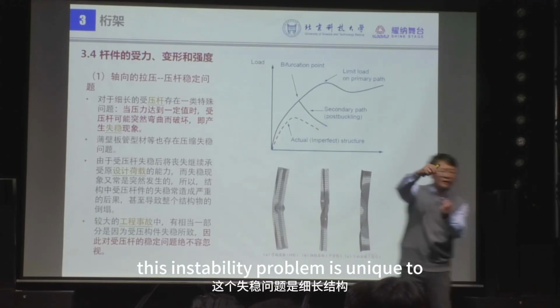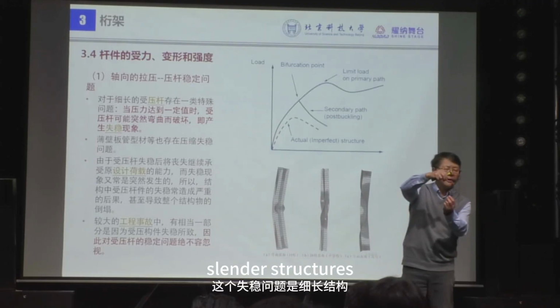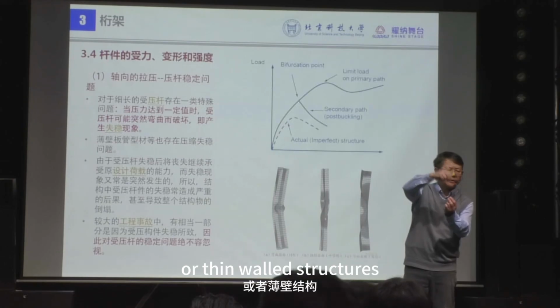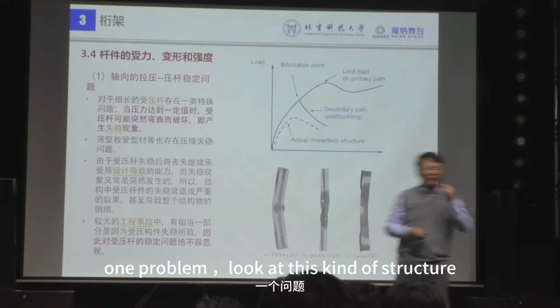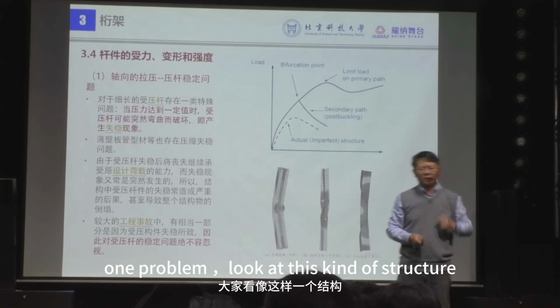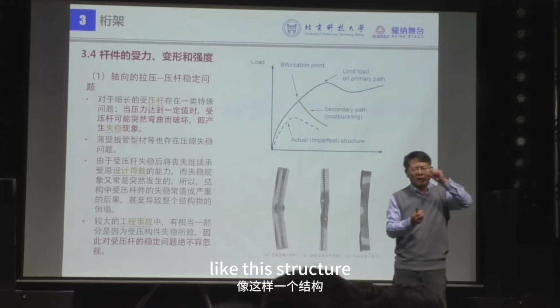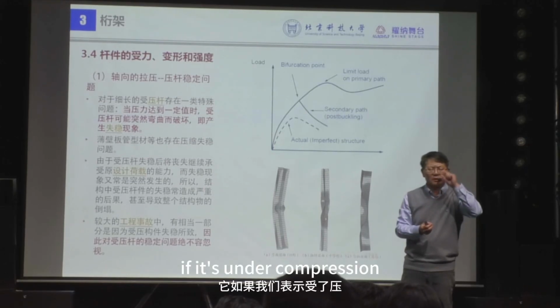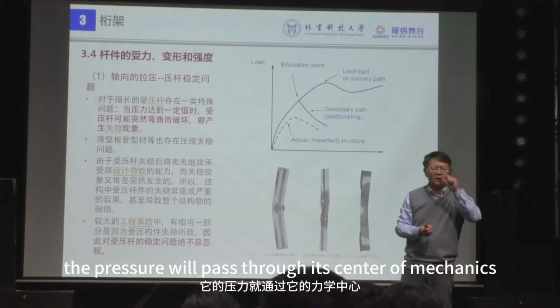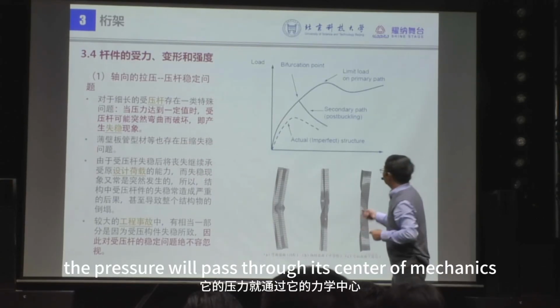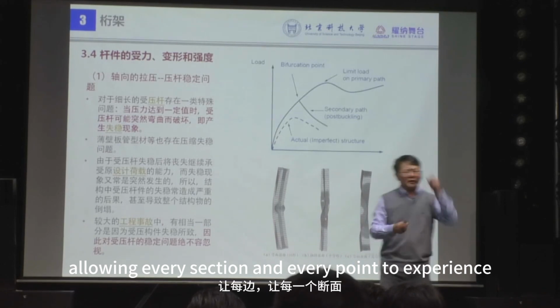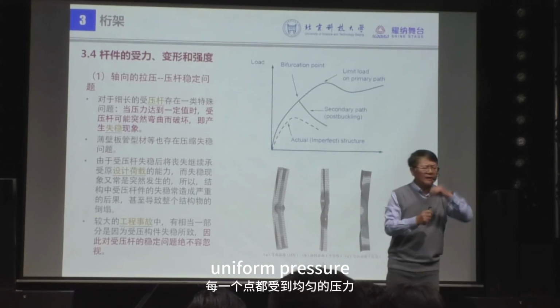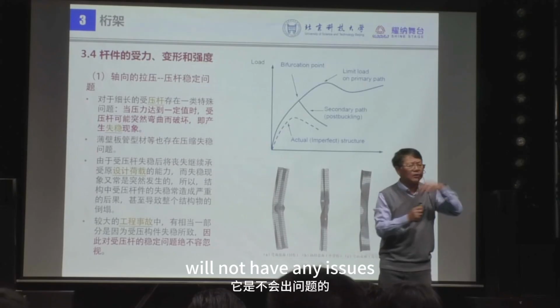This instability problem is unique to slender structures or thin-walled structures. A characteristic issue. Look at this kind of structure. If it's under compression, strictly speaking, the pressure will pass through its center of mechanics, allowing every section and every point to experience uniform pressure. It will not have any issues.